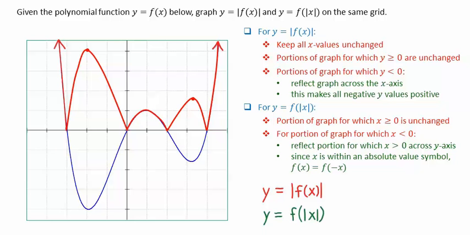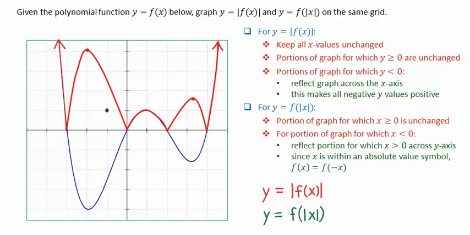Next, for y equals f of the absolute value of x, here we'll be looking at the right side of the graph and simply reflecting it across the y-axis. At an x value of 1, the y value is also equal to 1. This means that for x equals negative 1, we would also have y equals 1.